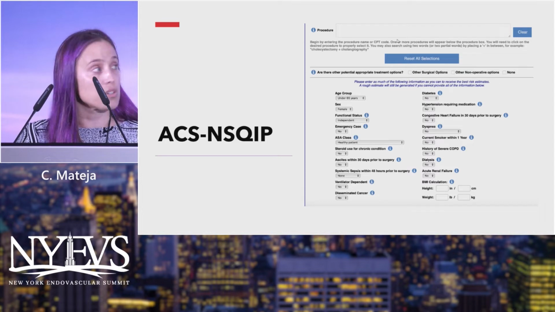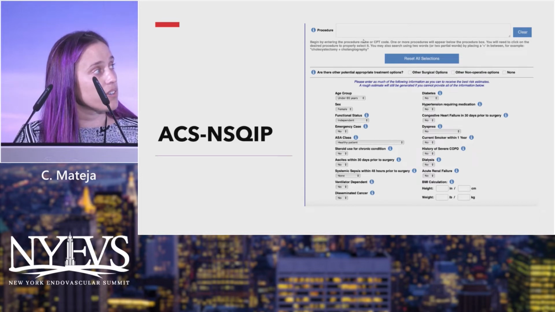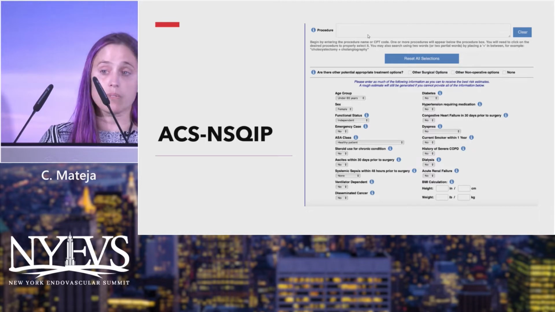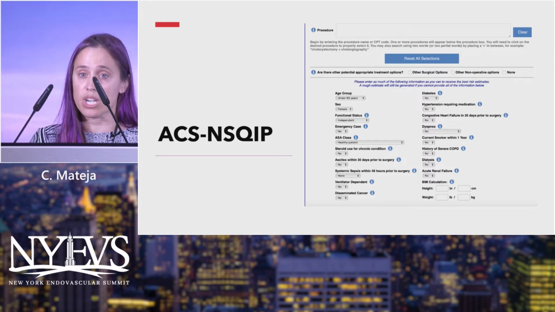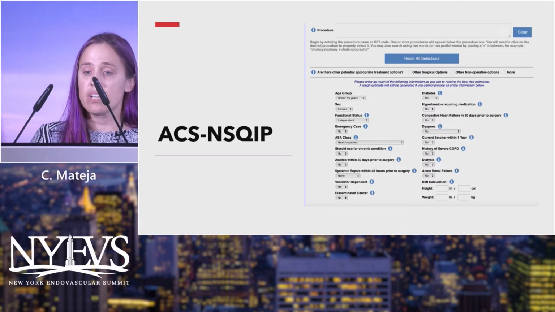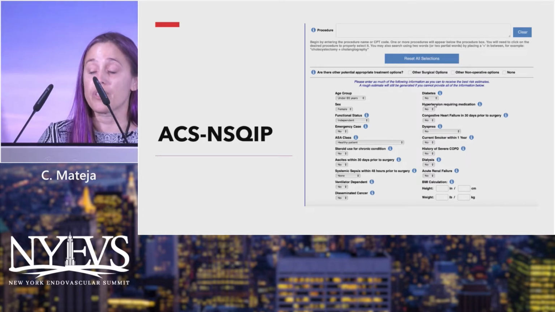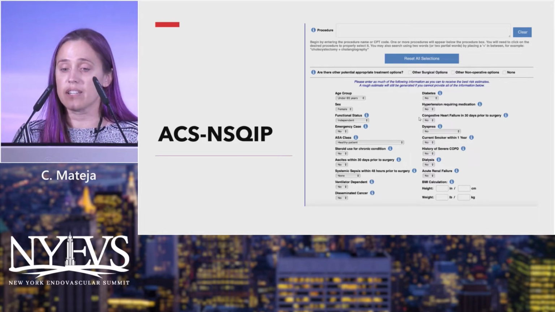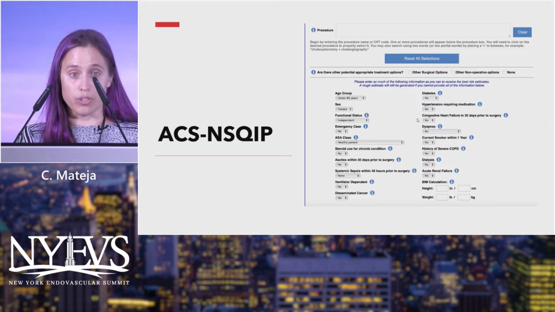So as you can see, there's the procedure that you would have here. You would actually have to enter the procedure name, or probably even better, the coding number. If you can come up with a CPT coding number, it's very accurate that way. The next thing is you would talk about whether or not there are any other surgical options or non-operative options, et cetera. So you click that, and then it actually goes into several different things.